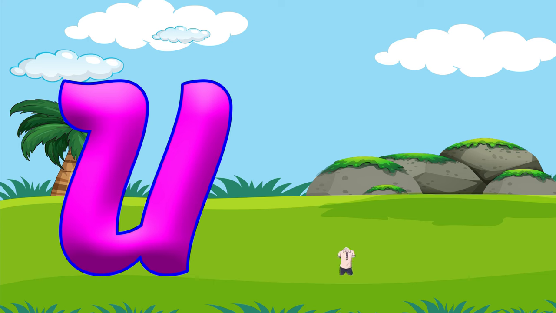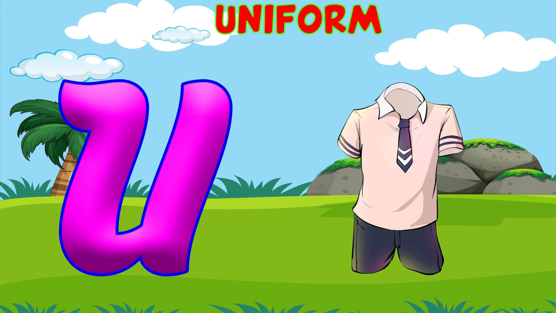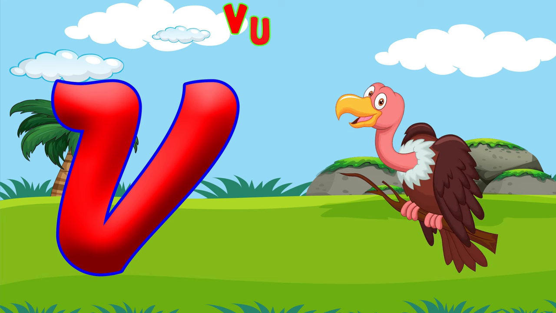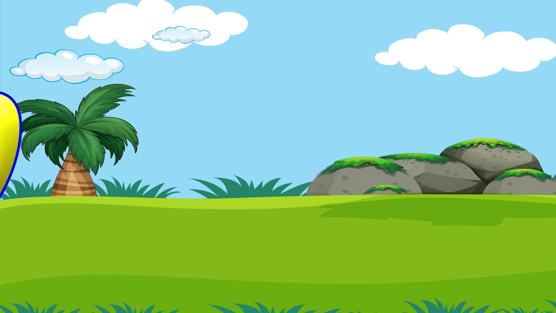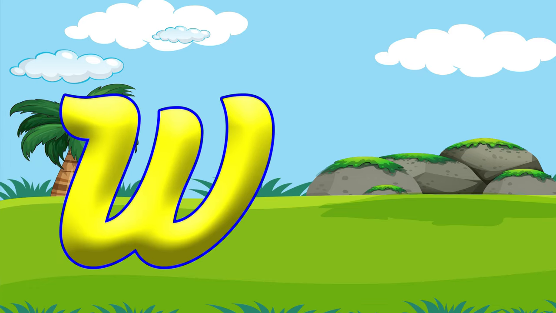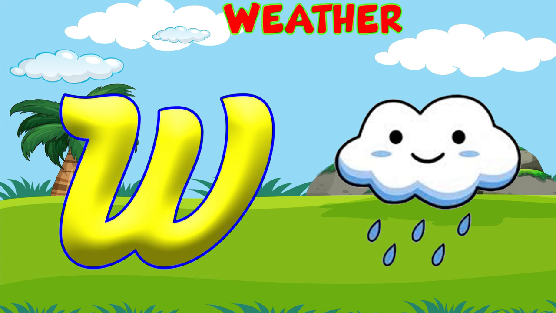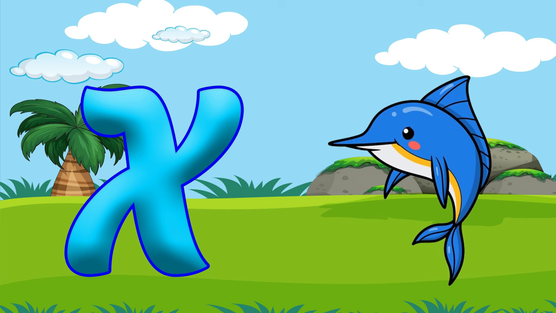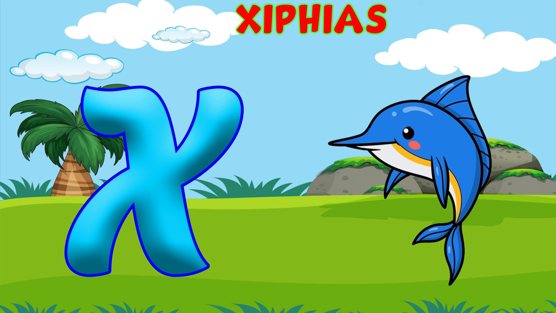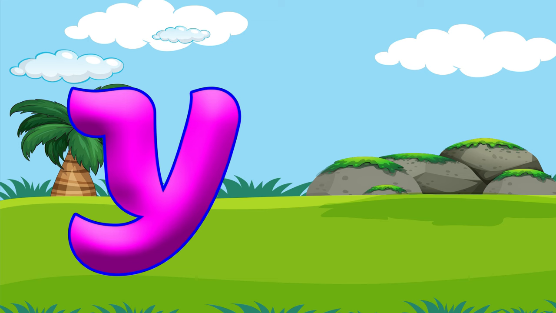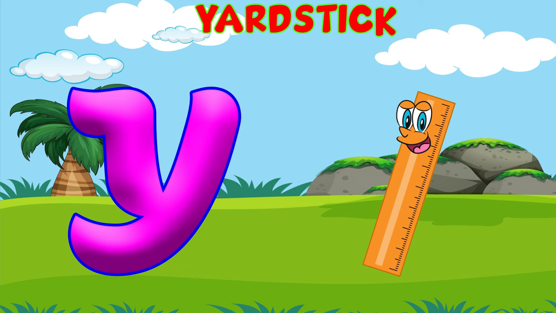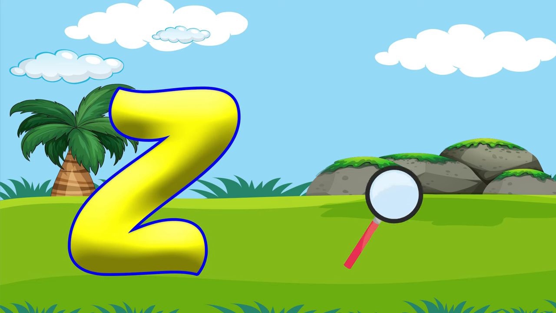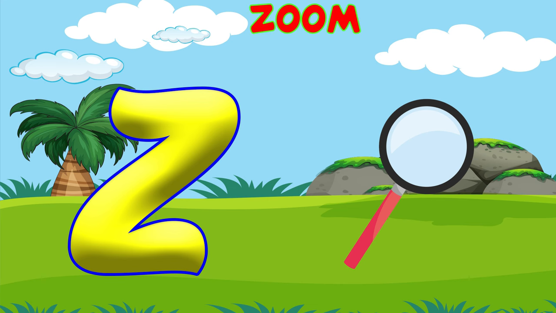U. U for uniform. V for vulture. W. W for weather. X. X for zephyrs. Y. Y for yardstick. Z. Z for zoom.